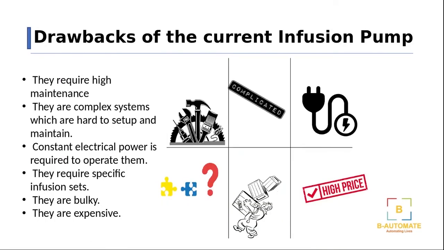In resource-rich settings, infusion pumps are used to provide IV therapy, but they have a few drawbacks, like they require high maintenance, they are complex systems which are hard to set up and maintain, constant electrical power is required to operate them, they require specific infusion sets, they are bulky, they are expensive, etc.